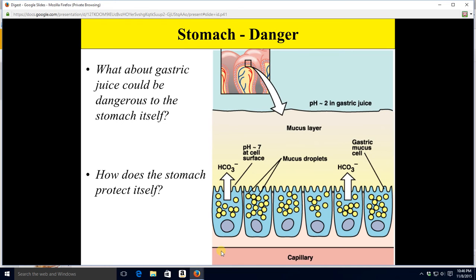Okay. So what about the stomach is dangerous? Well, its gastric juice is very acidic. I mean, heck, hydrochloric acid is a strong acid. Plus, the gastric juice has proteases in it. And those are dangerous. So how does the stomach protect itself? Well, it secretes a basic mucus, and we see that here. It also has tight junctions linking the cells together to prevent sneaking through of acid or enzyme. And these cells, the surface lining cells, are replaced every 3 to 5 days.